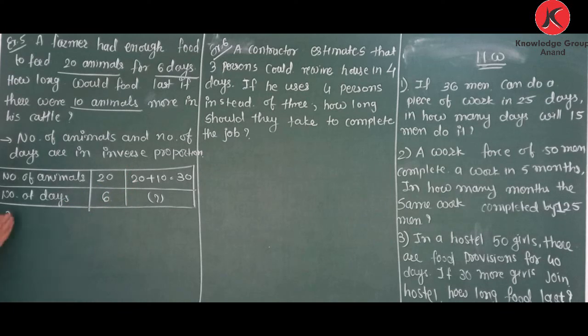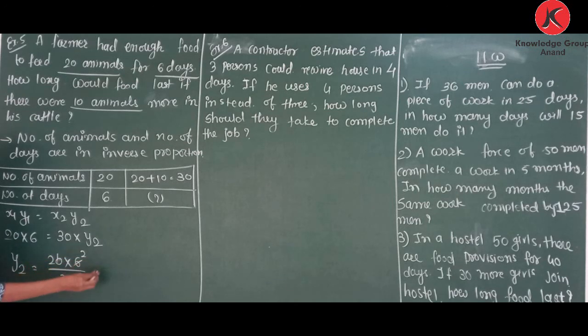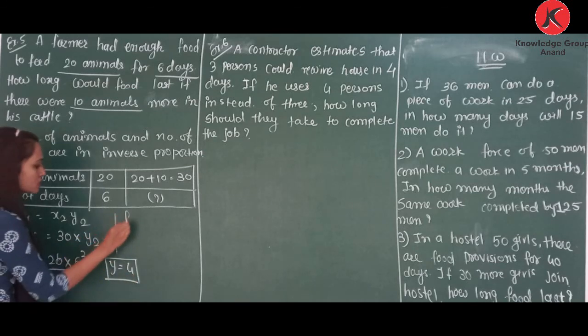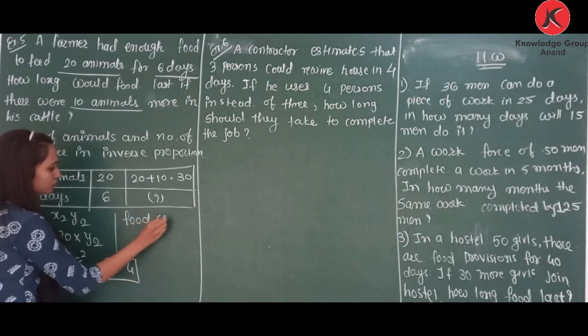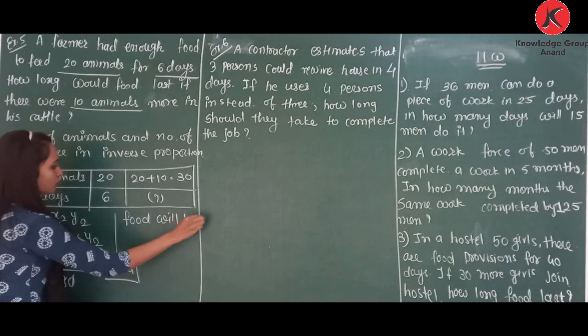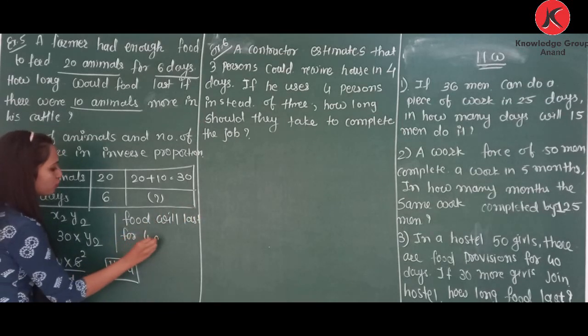So we can write x1 y1 is equal to x2 y2. So 20 multiplied 6 is equal to 30 multiplied y2. Now take 30 and divide. So y2 will be 4. So food will last for 4 days.